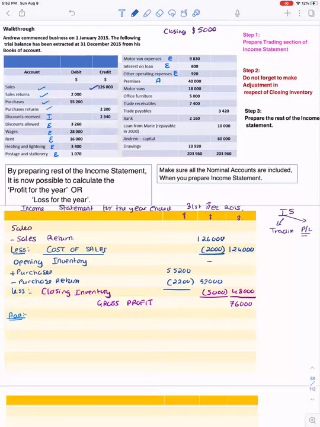Okay. Motor vans is an asset. Office furniture is an asset. Trade receivables is an asset. Trade payables is a liability. Bank, because it is on the debit column, is an asset. Loan from Mary is a non-current liability. And you have capital, and drawings you would subtract from capital.